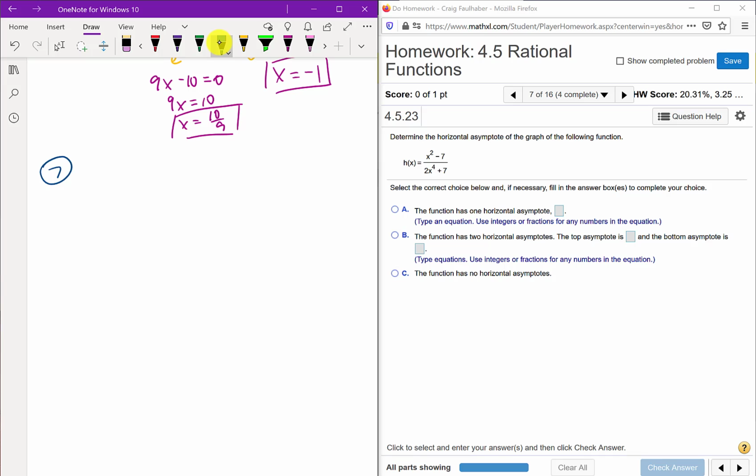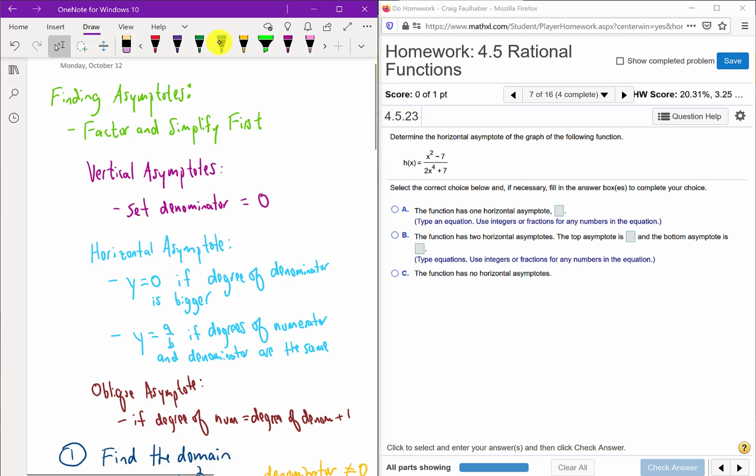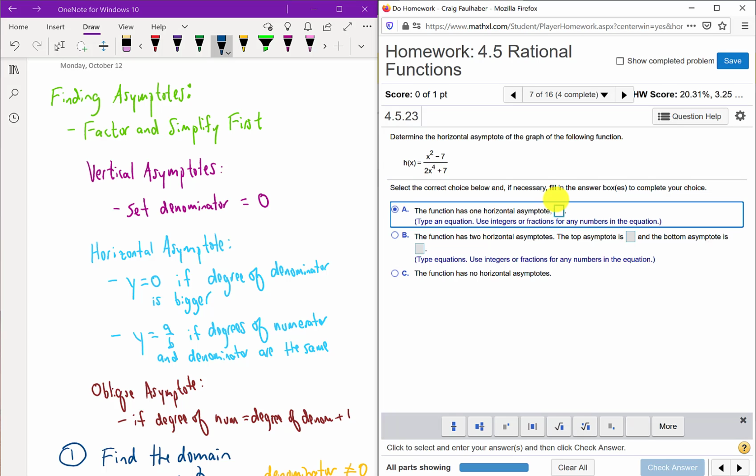Now, if we want to find the horizontal asymptote, we should go back up maybe to our rules about horizontal asymptotes. What we need to do is look at the degree of the numerator and the denominator. The degree of the numerator is 2, the degree of the denominator is 4. Since the degree of the denominator is bigger, y equals 0 is our horizontal asymptote, and that is it.